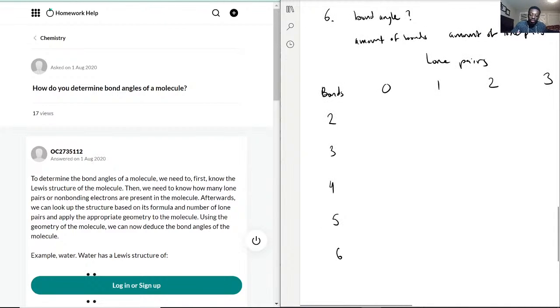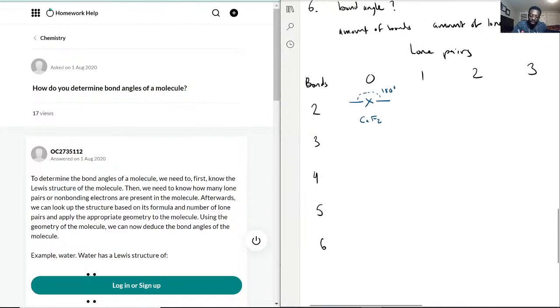So let's start with something that has 2 bonds and 0 lone pairs. It would look like this, the element X, for example, just like that. It's called linear. An example of something like this would be CaF2, because calcium only has 2 electrons for it to give, and this is linear, and this angle is 180 degrees. Okay, so that is the first one.